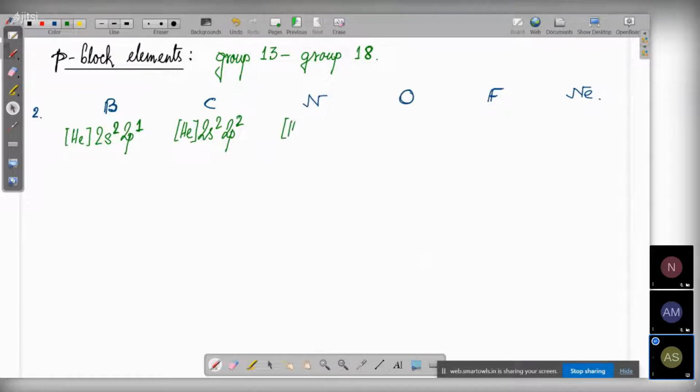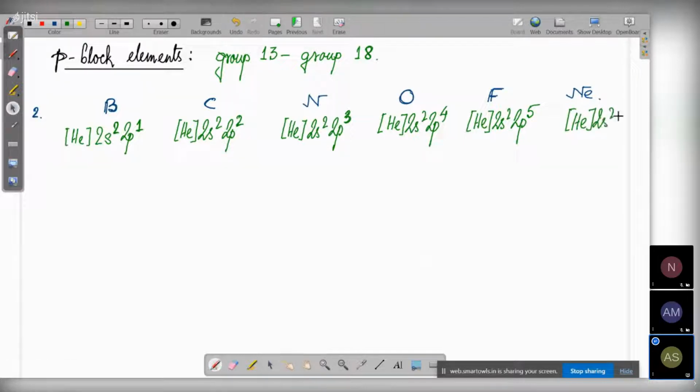Nitrogen will be helium 2s2 2p3. Helium 2s2 2p4. Helium 2s2 2p5. We have already done these configurations in atomic structure.